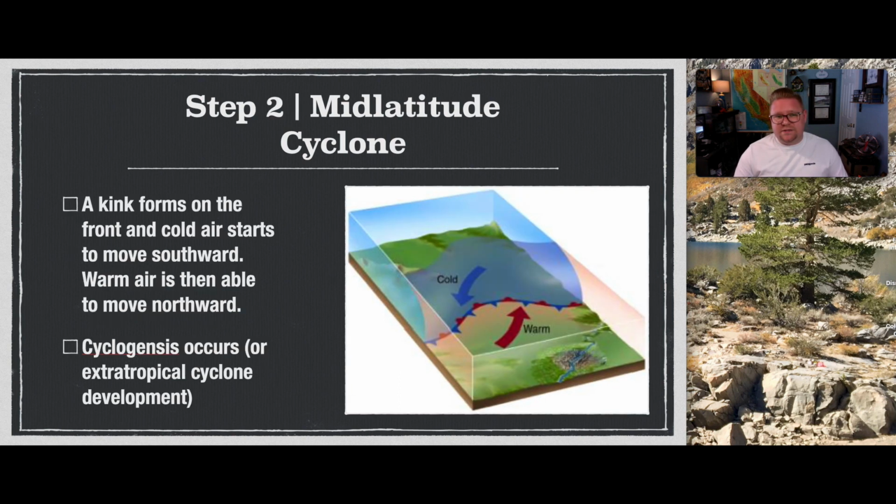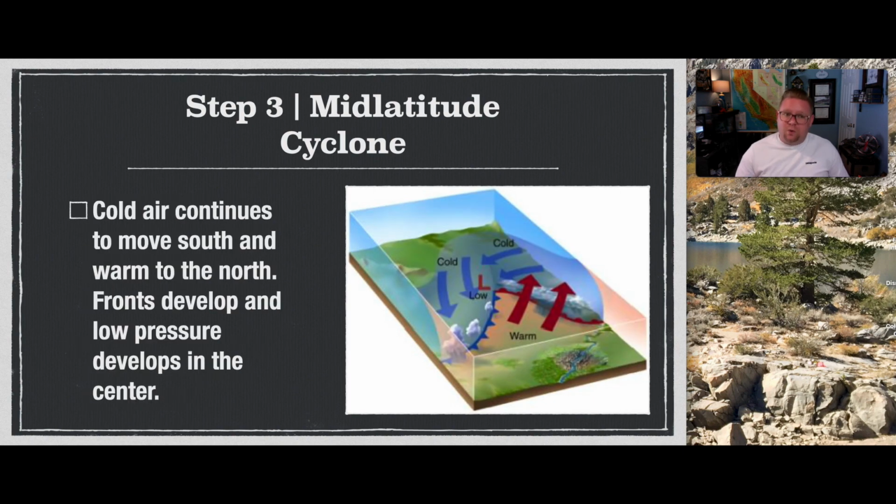So then we move into the second step. What ends up happening is a kink will form on the front, and the cold air starts to move southward. The warm air is then able to move northward. So we call this cyclogenesis, which is essentially the extratropical cyclone development. We see that you're beginning that counterclockwise dance, that slight rotation because of that kink, or this little bubble that develops within that line. So we're starting to see the beginning of a rotation. So then we move on to the third step.